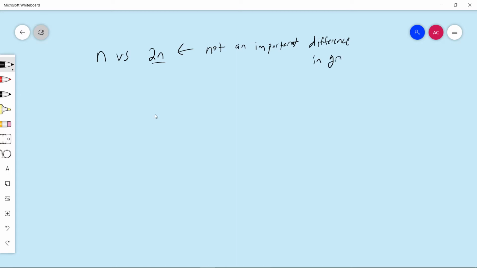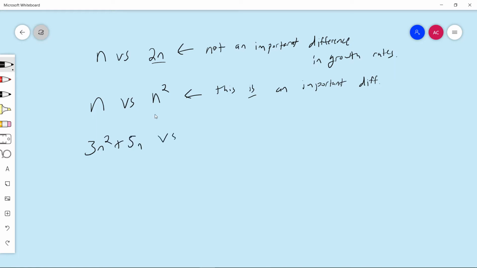in growth rates, right? What about n versus n squared? This is an important difference. What about 3n squared plus 5n versus 37n squared plus 28n? Not an important difference.